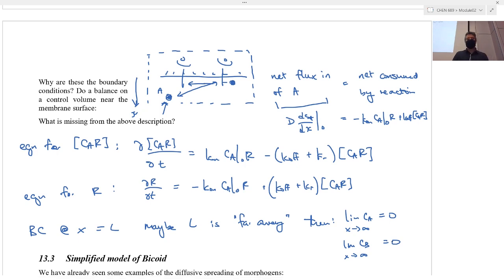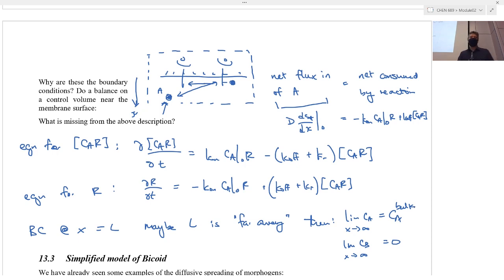Okay, actually, I'm sorry, I keep making mistakes. Let me back up a little bit. This is not correct. The limit of CA as x goes to infinity is some sort of CA bulk. Right? Because as you get farther and farther away from the membrane, everything is dephosphorylated, so you have some bulk concentration way out there. So it's not going to 0. CB does go to 0, because B is dephosphorylated so much that as you get far enough away, there's no more B anymore.